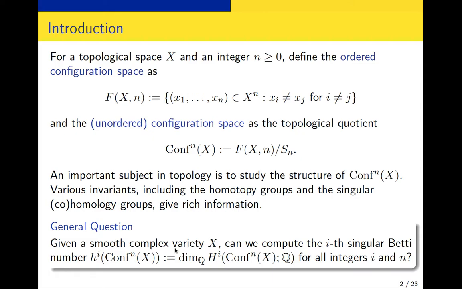And today we ask if we can get all the singular Betti numbers in rational coefficients of all the configuration spaces of a fixed space X. And for the purpose of today, we only consider the topological space X that comes from a smooth complex variety, as they will behave nicer and have a richer structure for the study, even though the question itself only needs the topology of X.